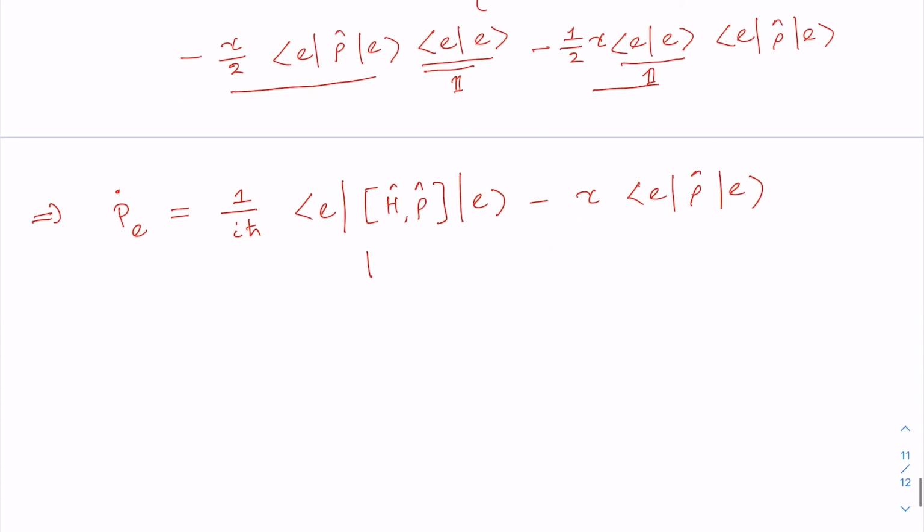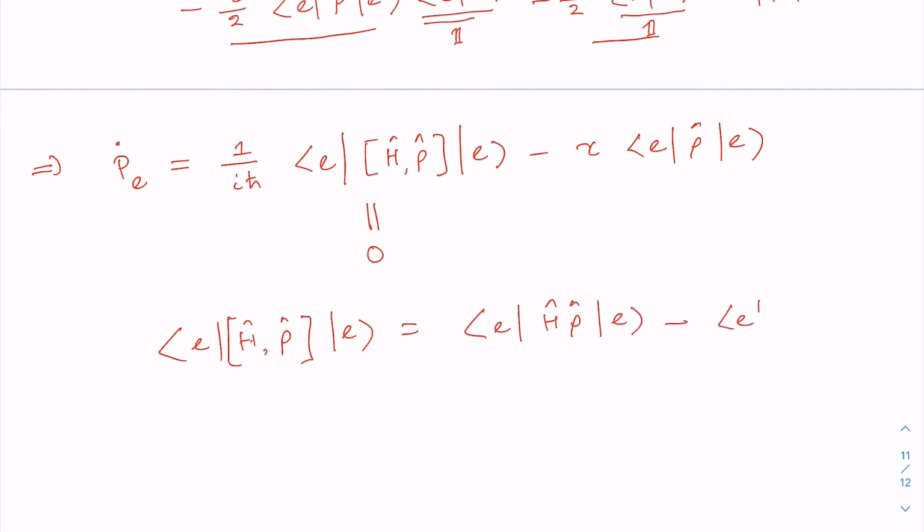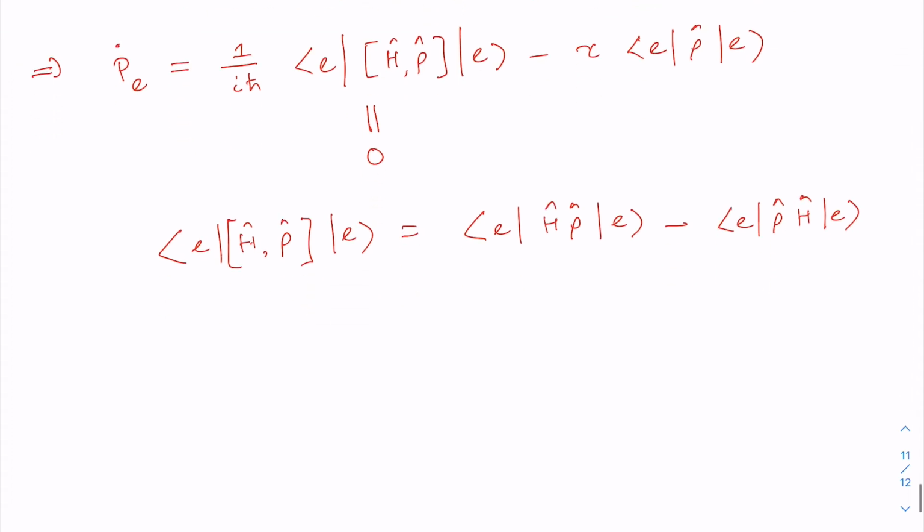Now this term I claim is equal to 0, because you can easily see that <e|[H, rho]|e> is equal to <e|H rho|e> minus <e|rho H|e>. Now this Hamiltonian, you know, and this is the eigenstate.